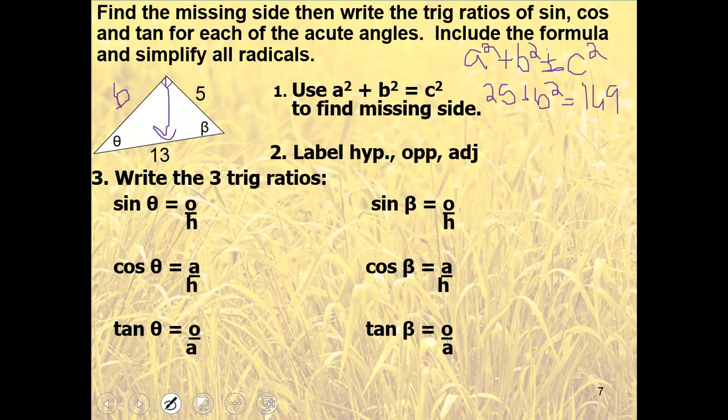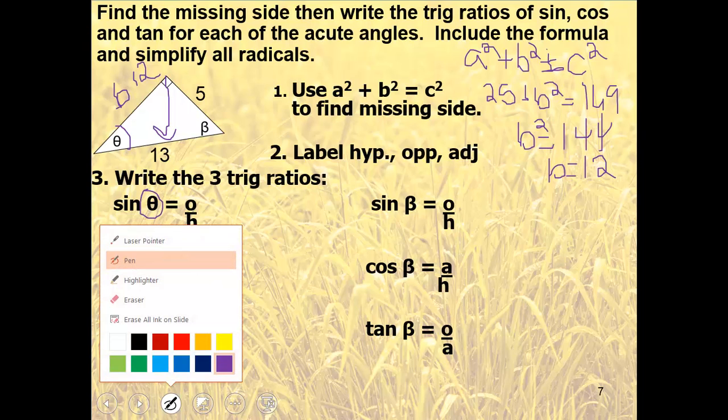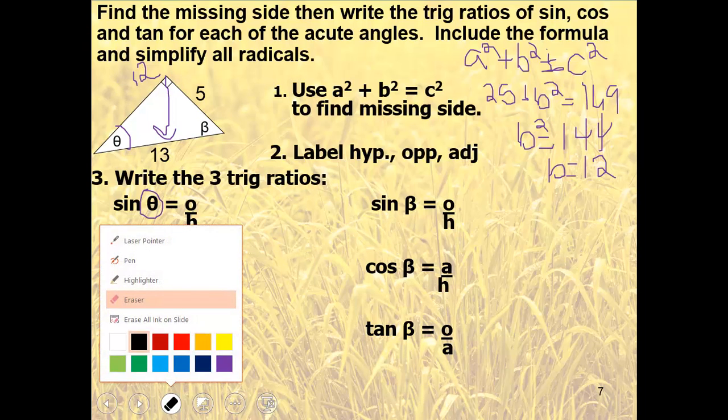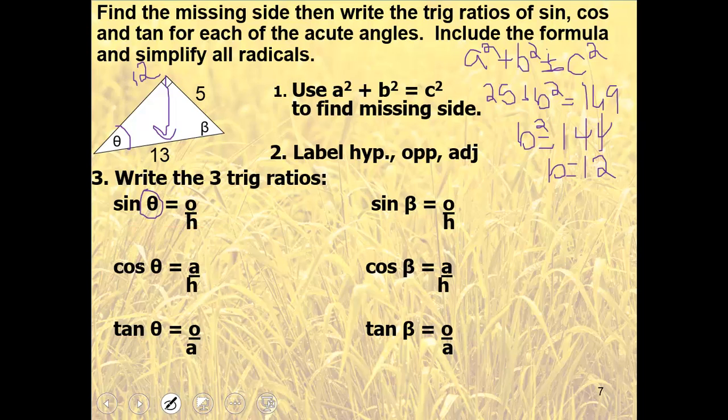There we go. And so b squared is going to equal 144, and b is going to equal 12. So this has to be 12. Now, over here we're looking at sine theta. I'm going to erase that little b, because I used that to get my value, but now I don't really need it.